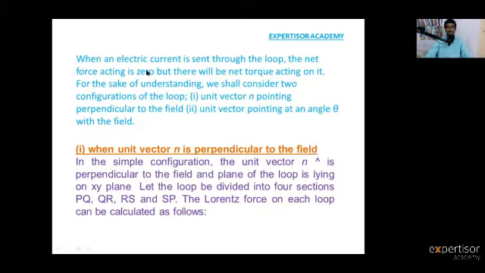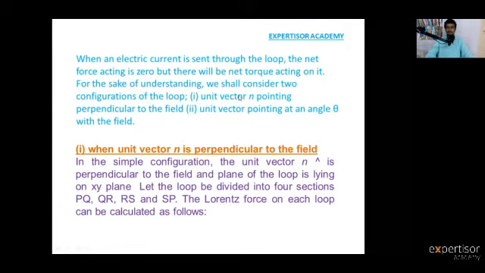When an electric current is sent through the loop, the net force acting is zero, but there will be a net torque acting on it. If there is a current flow in the PQRS rectangular loop, the net force is zero, but there is a net torque acting on it. For the sake of understanding, we shall consider two configurations of the loop.